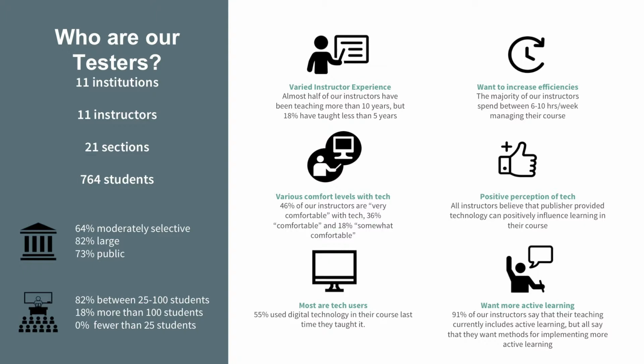For this particular study, as I mentioned, we had not only 11 instructors and 764 students, but we also had a variety of demographics in terms of the types of institutions that participated, the types of instructors. So there were 64% who were moderately selective. We had 82% who were large institutions and 73% public. Of this, about a third of them were community colleges and 2/3 were a four-year institution.